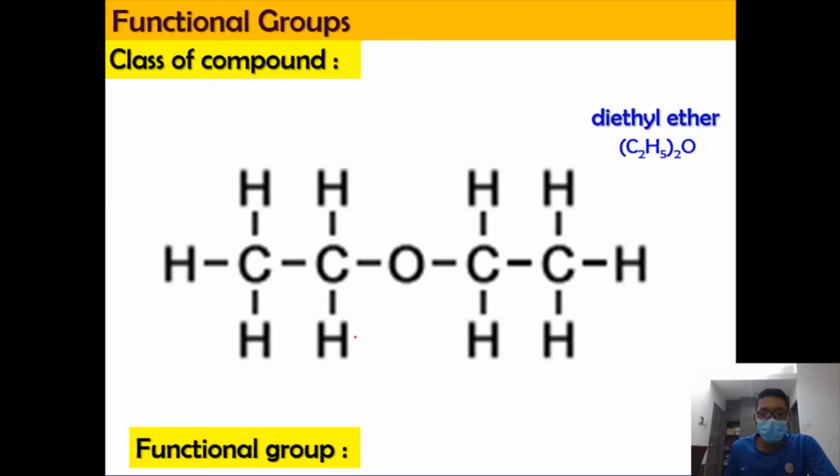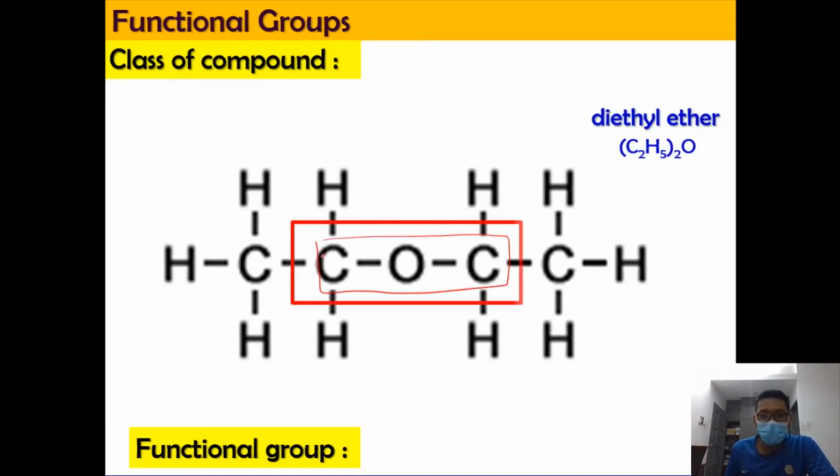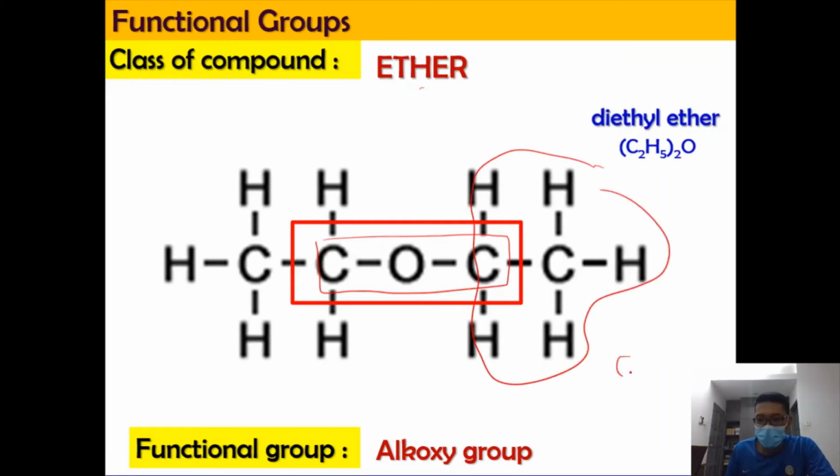Now, what is distinctive here is the C-O-C here. Okay, so this refers to the alkoxy group and the class of the compound is going to be ether. So in this case, it's going to be diethyl ether. Okay, C2H5, which is here, C2H5, and then oxygen in the middle here, and then we have another C2H5 here.